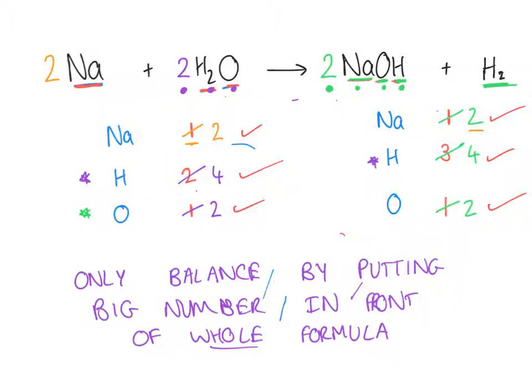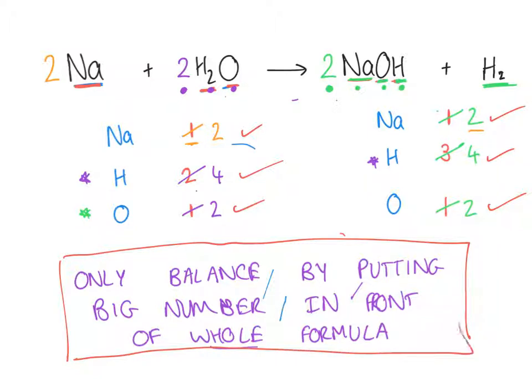So that might seem like a long and tedious process, but you have to do it step by step. First of all, make your list of the atoms you have on the left hand side, copy that on the right hand side, count up how many atoms you have of each type on either side of the equation, and then balance by putting big numbers in front of the whole formula, updating your list each time and continuing to add numbers until you get to the final balanced symbol equation.